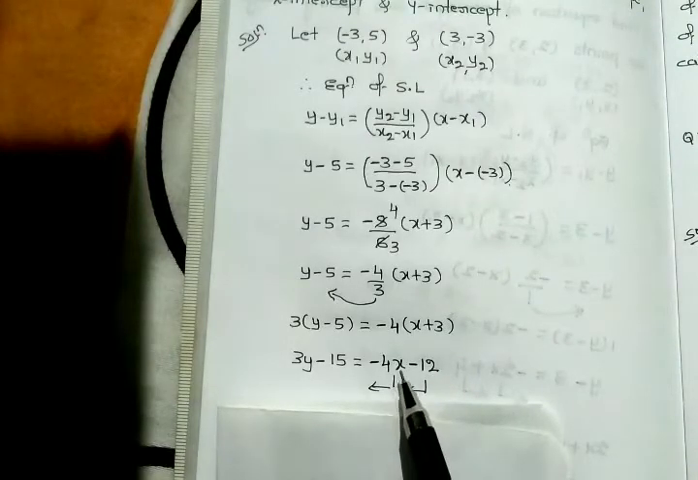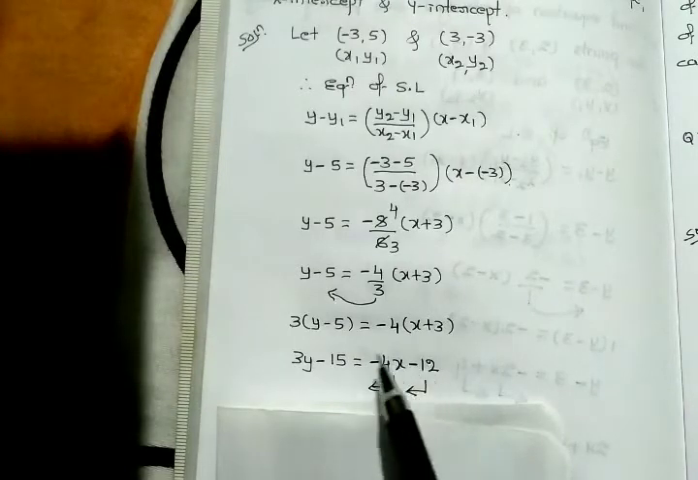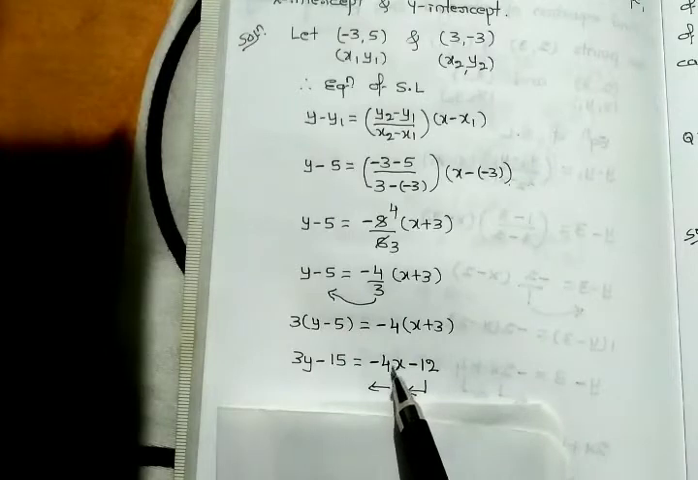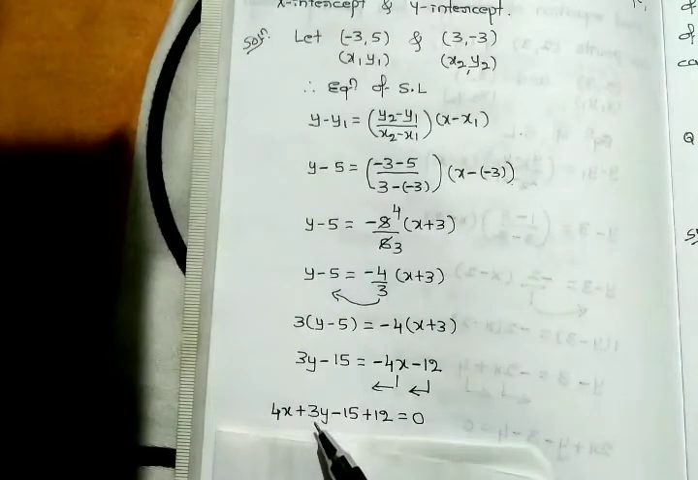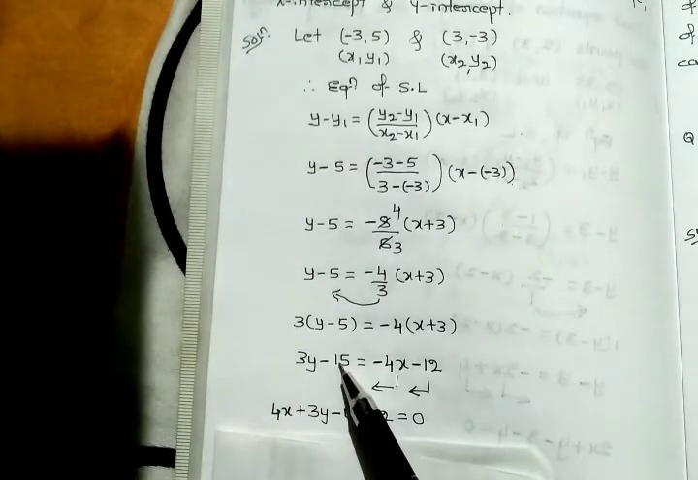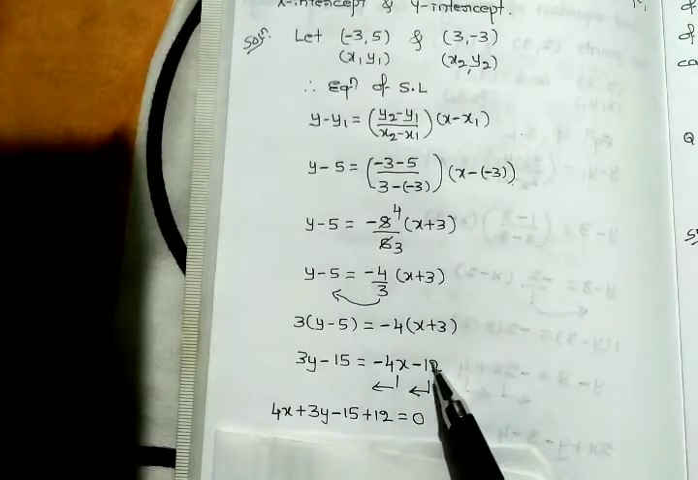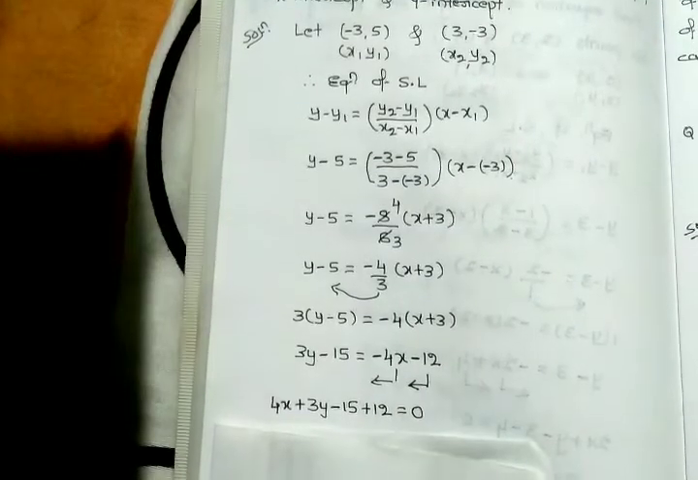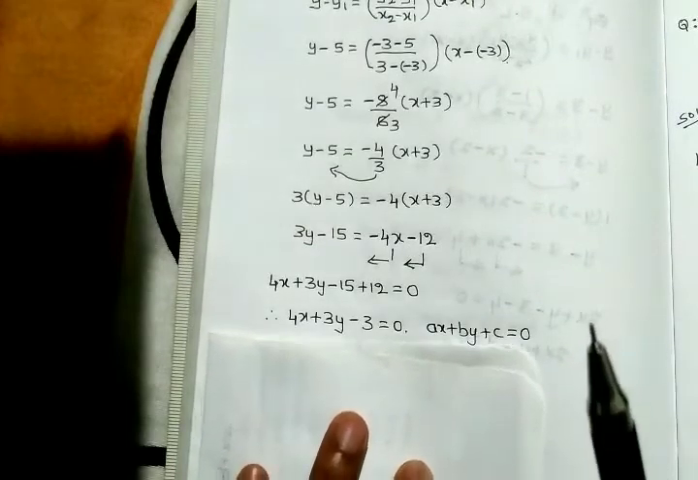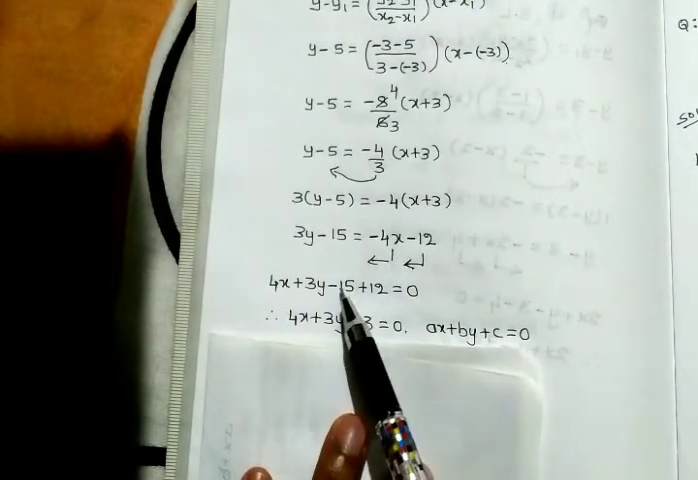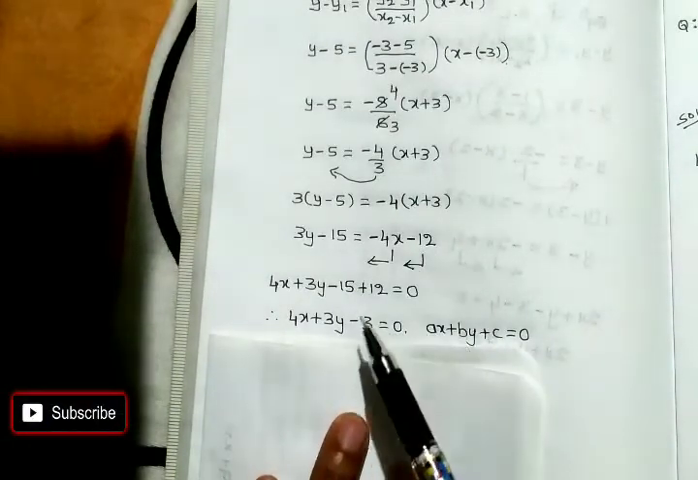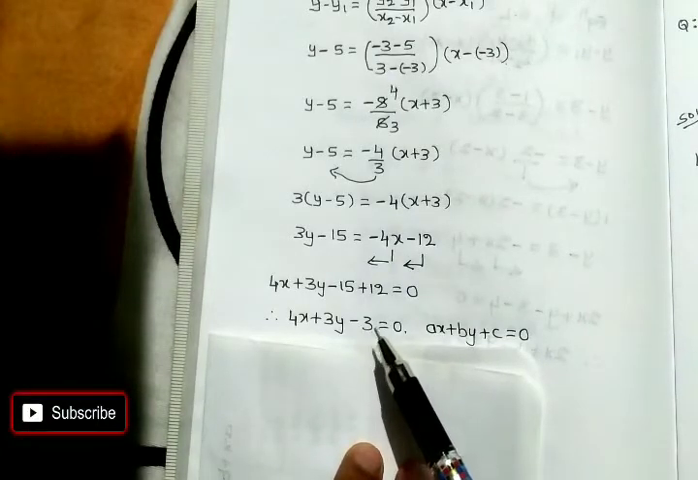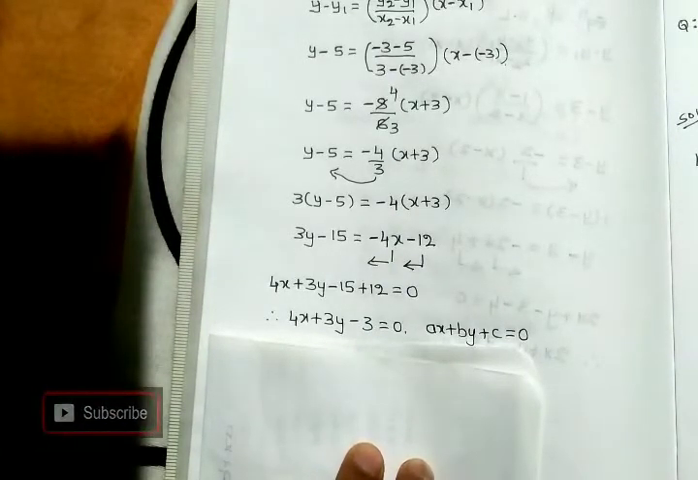Minus 12. Again here x contains negative sign, so because of that reason these 2 values I am going to shift to left hand side. So that time minus 4x becomes what here? Plus 4x. Already plus 3y it is there in the left hand side, keep it as it is. Minus 15 also keep it as it is. Minus 12 becomes what here? Plus 12. So next, therefore 4x plus 3y minus 15 plus 12 is how much here? Minus 3 is equals to 0. So this is the required equation of what? Straight line.